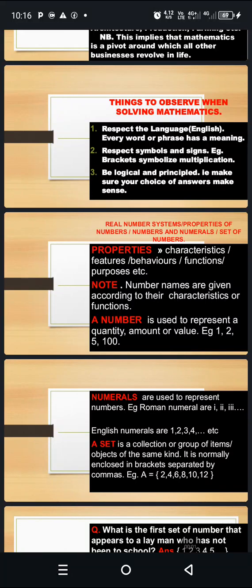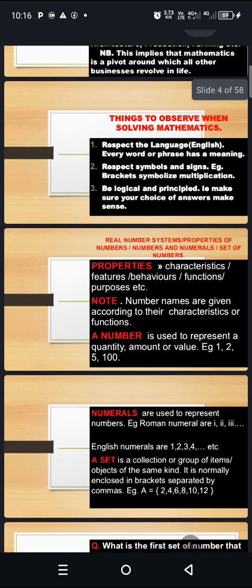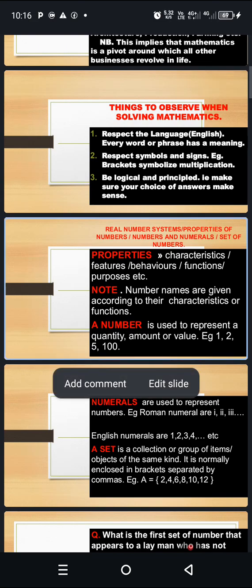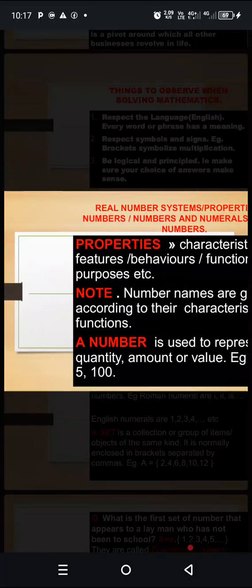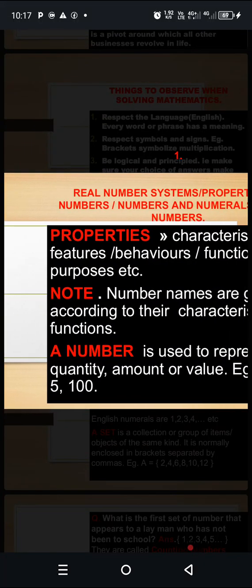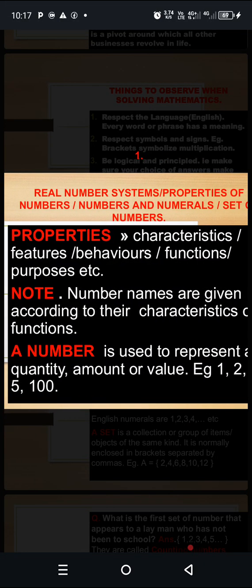All right. We're going to talk about properties of numbers. In other books, or in other words, you can say numbers and numerals. You can also talk about numbers. So virtually, it's about numbers, real number systems, or properties of numbers, or numbers and numerals. It's all about numbers. In other books, you even see set of numbers, right? So it doesn't matter. What matters is that we are talking about numbers.